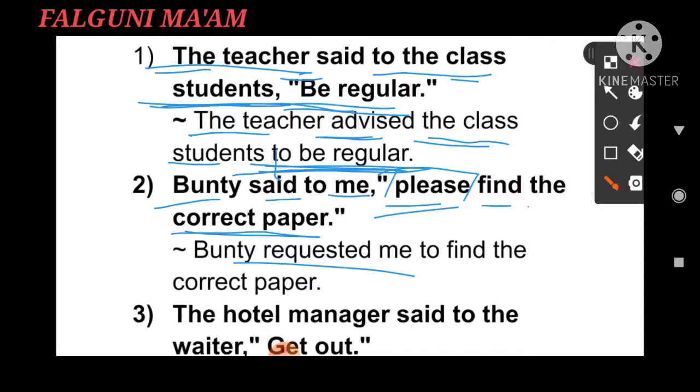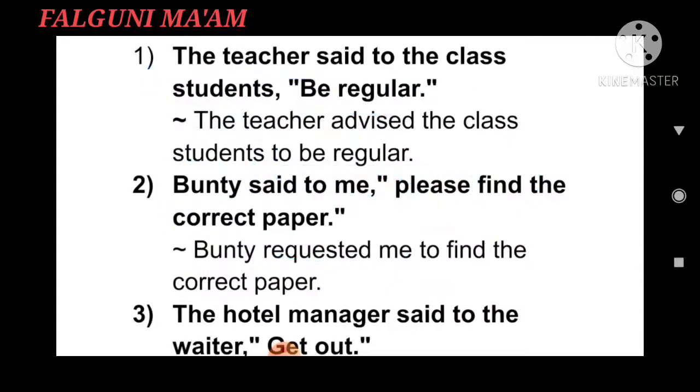When you use the reporting verb requested, the word please itself is removed. So Bunty requested me to find the correct paper. Here find is a verb, so it converts into to find the correct paper.